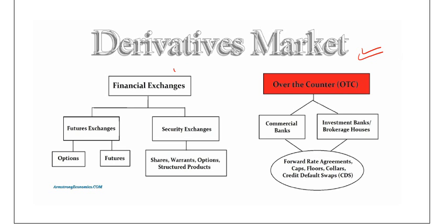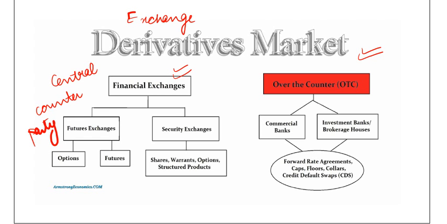So it can be exchange traded. It means that there is a central counterparty, and that central counterparty is the exchange. Let me explain this statement to you. So there is an exchange, and there is a buyer of that derivative instrument. So this is the buyer of that derivative instrument, and this is the seller.